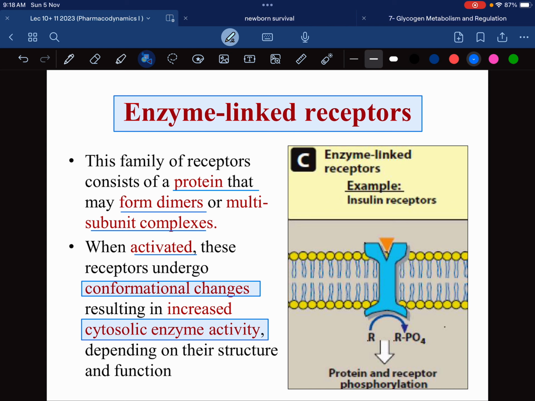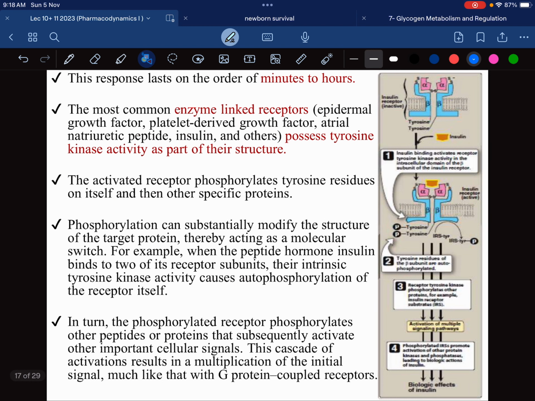The enzyme-linked response lasts an order of minutes to hours, taking more time. This is the example of the insulin receptor. It has four subunits, two alpha and two beta subunits. The most common enzyme-linked receptors are epidermal growth factor, platelet-derived growth factor, atrial natriuretic peptide, insulin, and others. They possess tyrosine kinase activity as well.